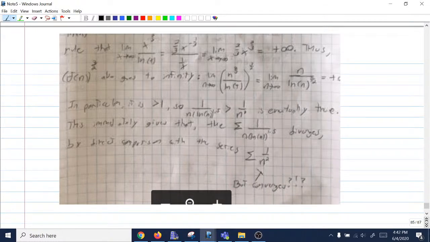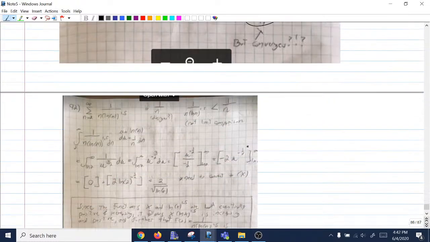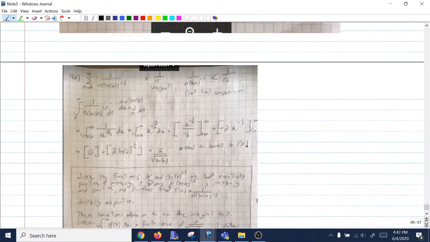Okay, here's the place where your conclusion doesn't get to work because this converges. You showed that it's bigger than something that converges. You don't learn anything from that. But you tried it again with the integral test, which is the correct way to do it.